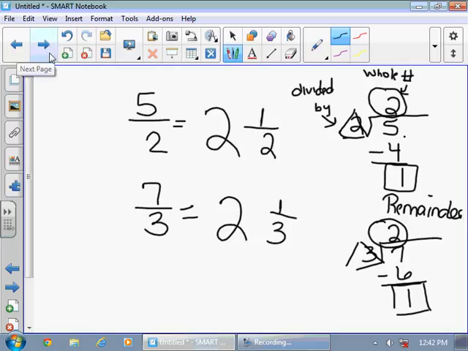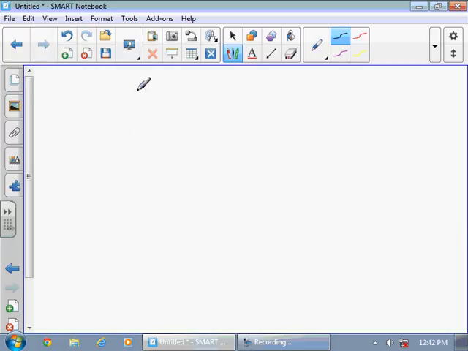So I want you guys to do this one really quickly on your paper, then we're going to talk about it. Let's say we have 13/4. Let's do that one quickly. You can either divide or you can do it in your head with the first step. It doesn't matter. Take just about 30 more seconds, okay?